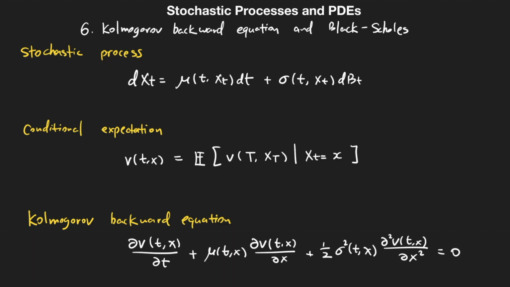So before deriving the equation itself, let's first understand the setup of the problem using the example of option pricing. So we start with the stochastic process. This is the most general form. It is also known as the Ito process. In the case of the option pricing problem, we already defined the geometric Brownian motion to model the stock price.